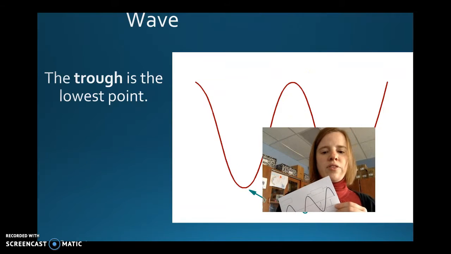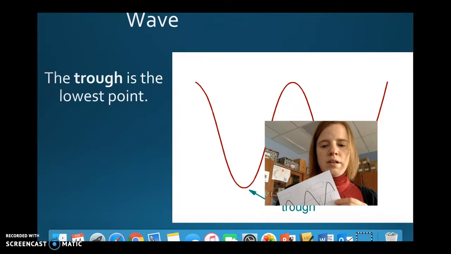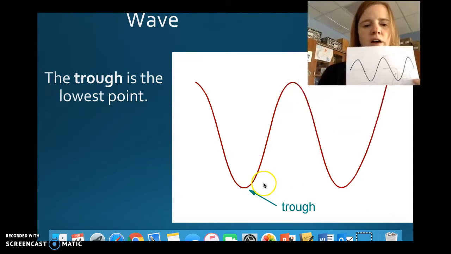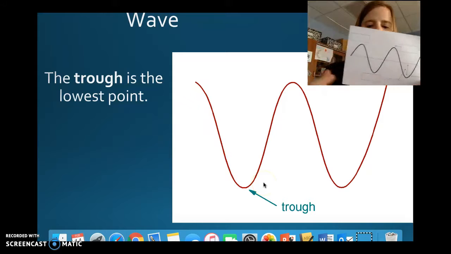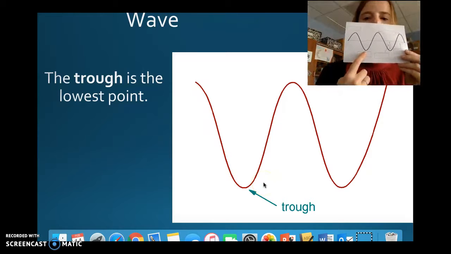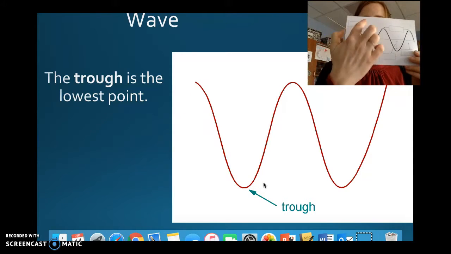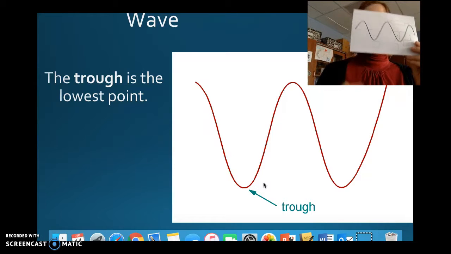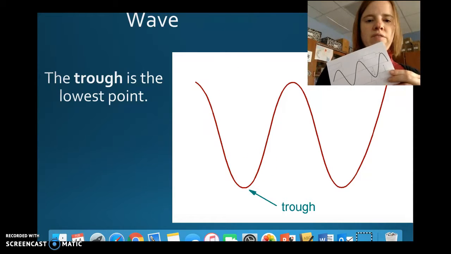Next, we have the trough. I just can't get myself out of the way here. The trough is the lowest point in the wave, and that is down here. Trough. So you can write the definitions right next to and below, or wherever you can find room.